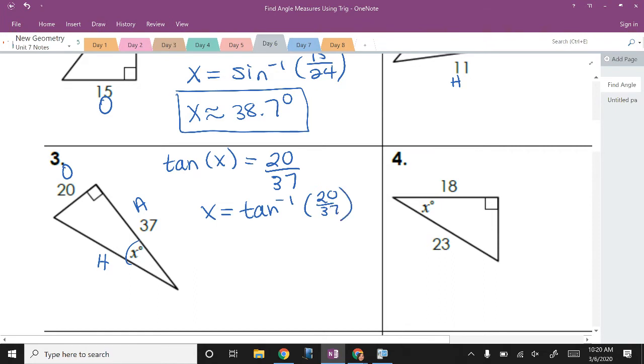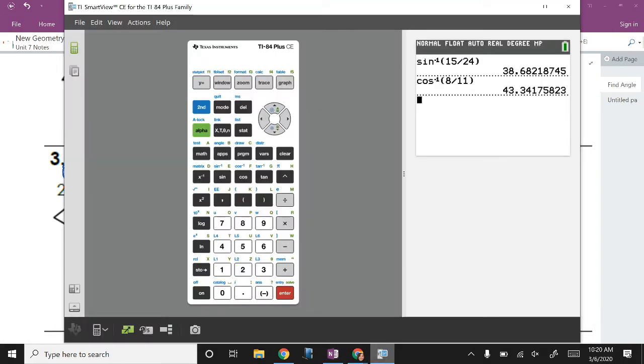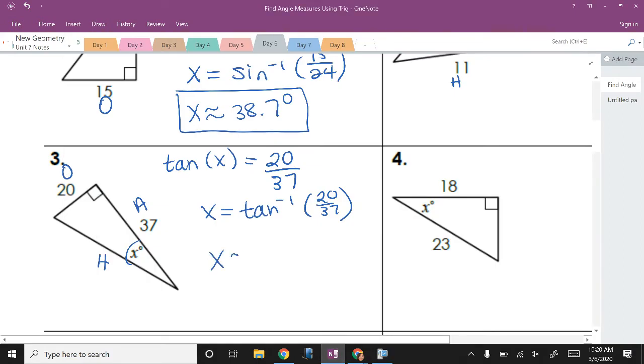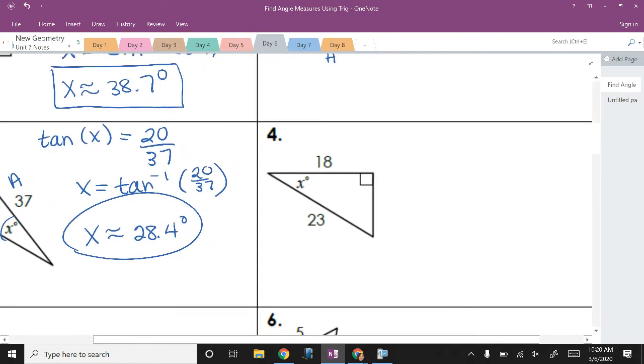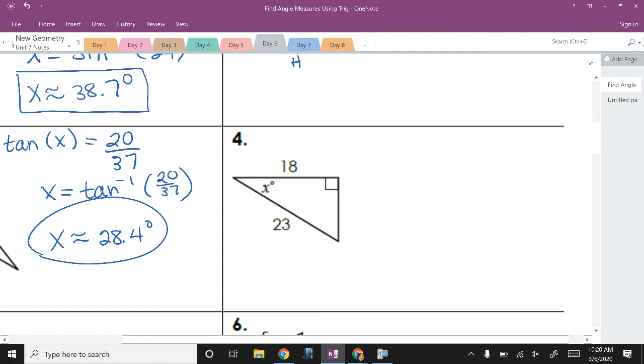All right, so calculator buttons. Second tangent, 20 over 37. Close parentheses, hit enter. What are we getting? Approximately 28.4 what? You okay? So far, so good? Let's do number 4, then you guys can try some.